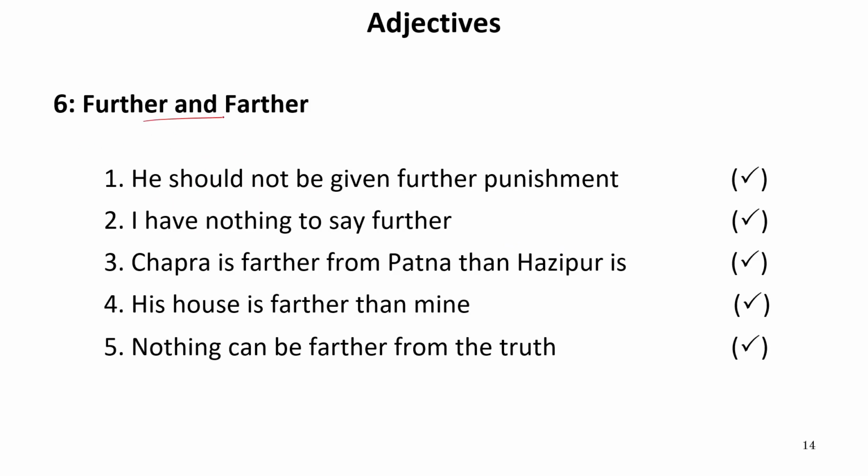Here we have the words further and farther. Further refers to something extra, for example, extra information, so further information. Farther refers to distance, when some distance is extra. When something is at a far place, that is known as farther. For example, he should not be given further punishment. So the sentence is correct. Further punishment, you can say extra punishment.